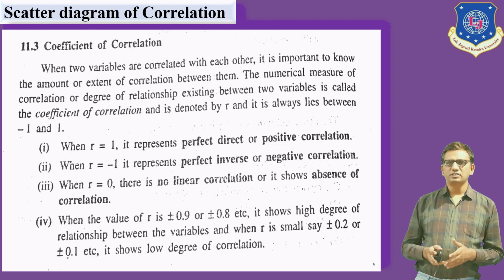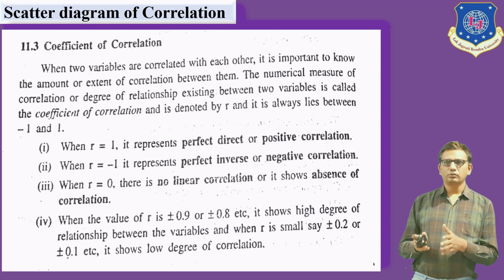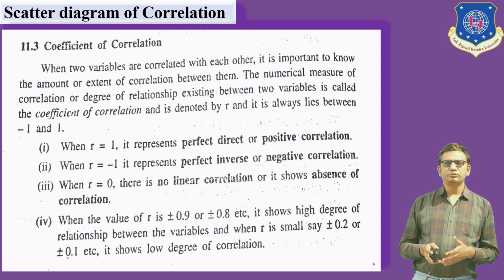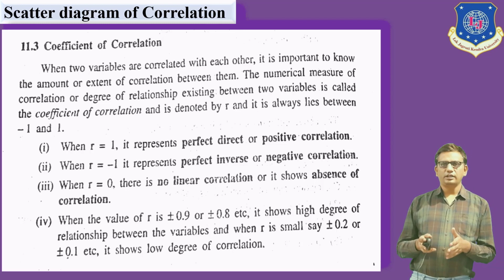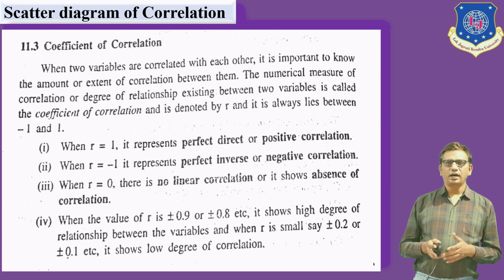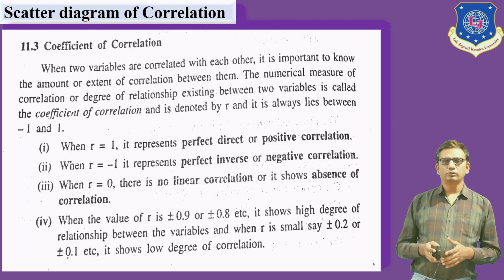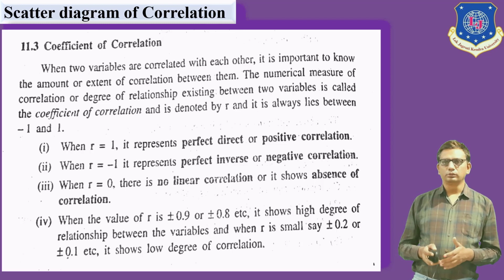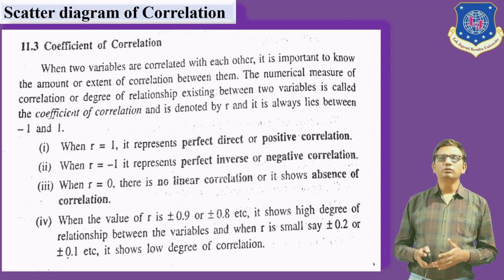And R is exactly 0, then there is no linear correlation and no relation between them. Generally, values of R that lie between plus or minus 0.9 and 0.8 show that the degree of relation between two variables is very high. And if R is very small, plus or minus 0.2 to plus or minus 0.1, the degree of correlation between two variables is very low. So that is just the idea about correlation.